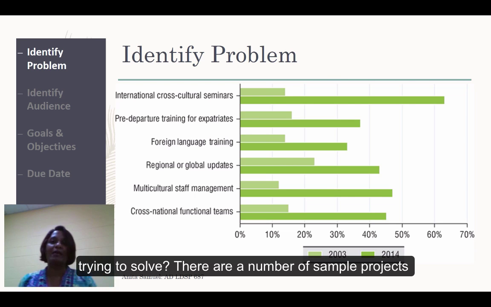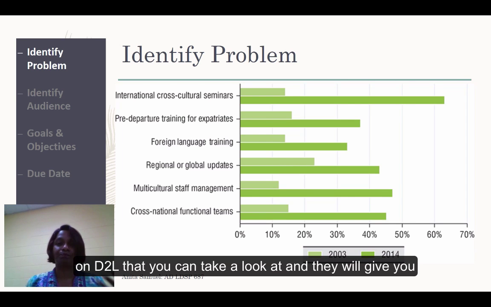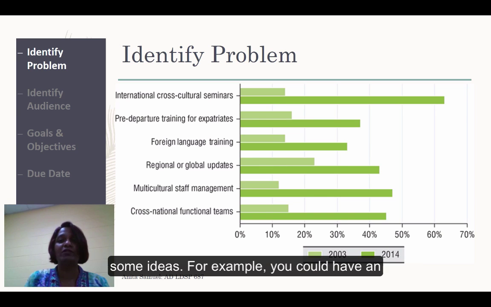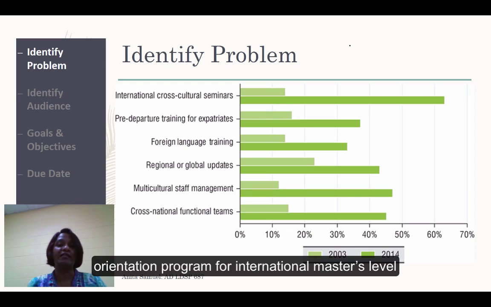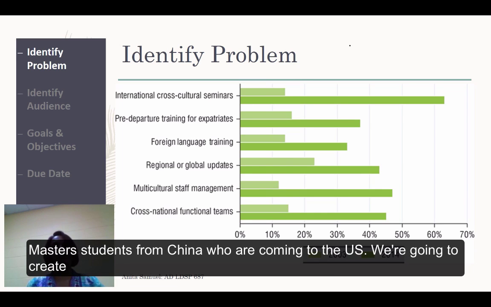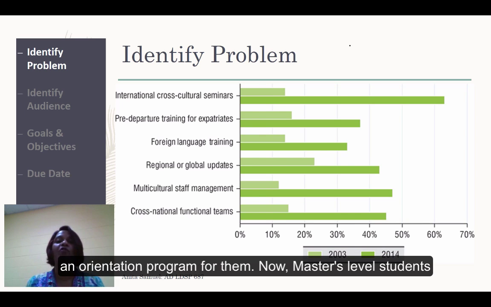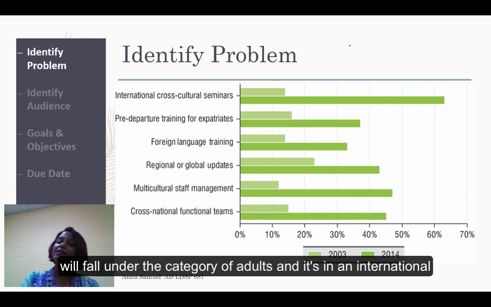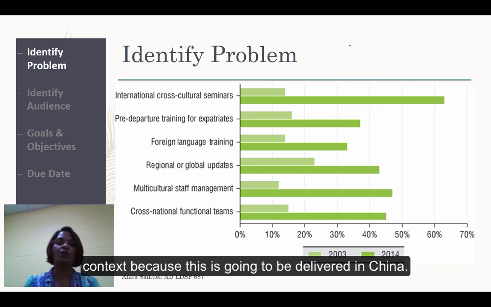Now, there are a number of sample projects on D2L that you can take a look at, and they'll give you some ideas. For example, you could have an orientation program for, let's say, international master's level students who are coming to the US. You can focus that down and say, master's students from China who are coming to the US, we're going to create an orientation program for them. Now, master's level students will fall under the category of adults, and it's in an international context because this is going to be delivered in China.